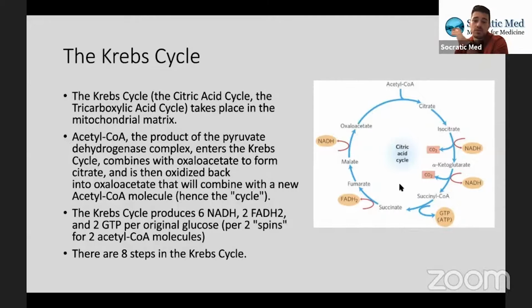The Krebs cycle produces 6 NADH and 2 FADH2 and 2 GTP molecules per every original glucose. So remember, when I say original glucose, it's per 2 spins because there are 2 acetyl-CoA molecules that came from that original glucose. So the glycolytic pathway has 10 steps. The Krebs cycle has 8 steps. So let's get into it.